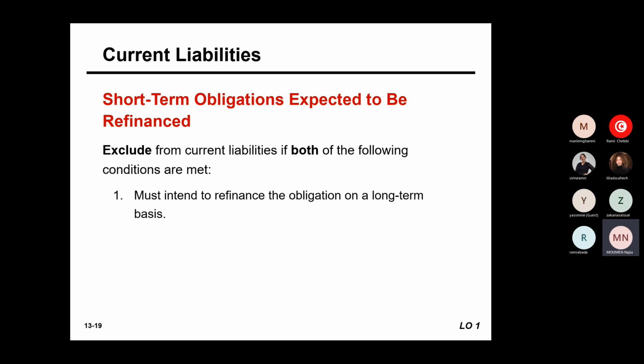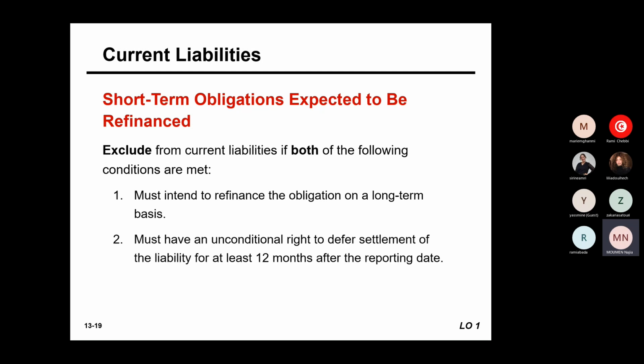So must intend to refinance the obligation on a long-term basis, or must have an unconditional right to defer settlement of the liability for at least 12 months after the reporting date. Okay, so here what is said: you can have short-term obligations that initially are considered to be current liabilities, but if you are expecting to refinance this short-term liability using an obligation on a long-term basis, then you should no longer consider them as current liabilities.